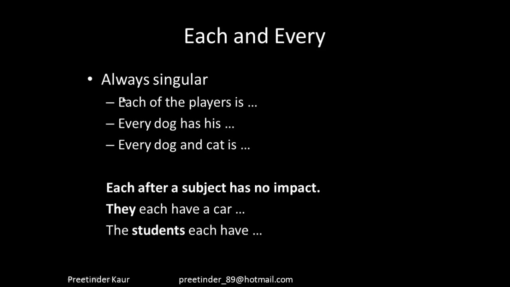Now here is how we use each and every. It's always used as singular. For example, each of the players is, every dog has his day, every dog and cat is. Now over here you see it's a plural combination, dog and cat. We've put this and, so actually the end result should have been plural, but because we've added this every, the end result is singular. That's why we're using is. Similarly over here we're talking about players, but we're talking each of the players, means every one of the players. So in that case it's going to be an is, not the are.